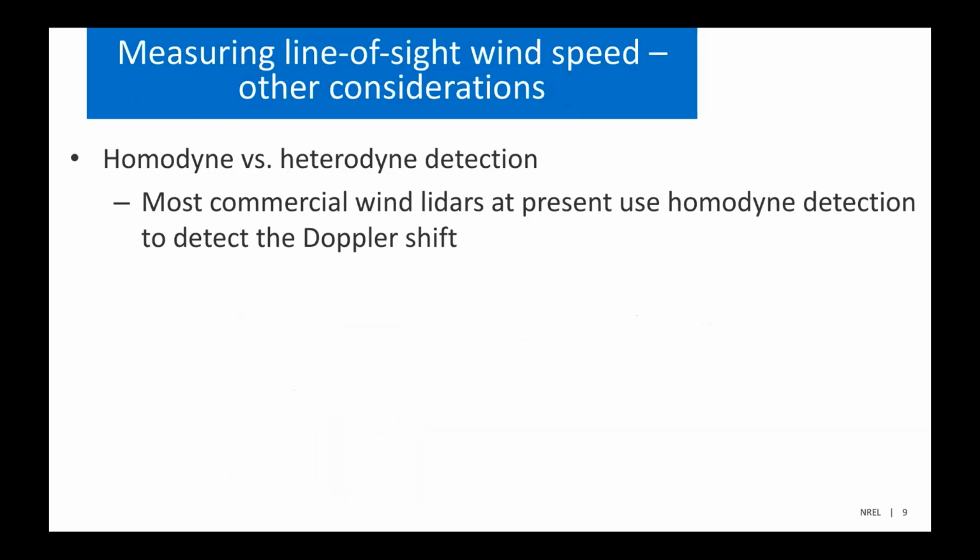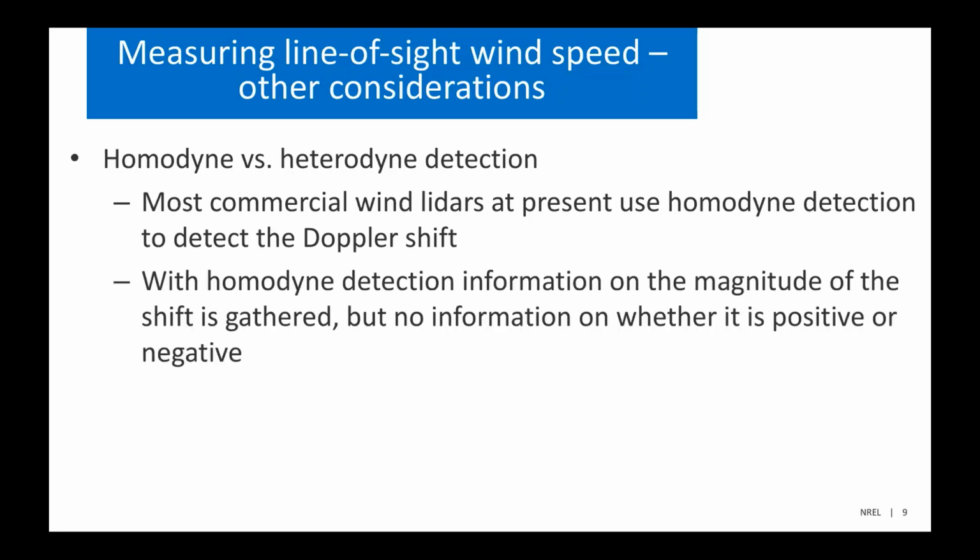So some other considerations when dealing with LiDARs is homodyne detection versus heterodyne detection. Most commercial wind LiDARs at present use homodyne detection to detect the Doppler shift. And what that means is that we only gather information on the magnitude of the Doppler shift, but we don't have information on the sign, whether it's a positive shift or a negative shift. And so from that, we don't know whether the wind is traveling towards the LiDAR or away from the LiDAR.